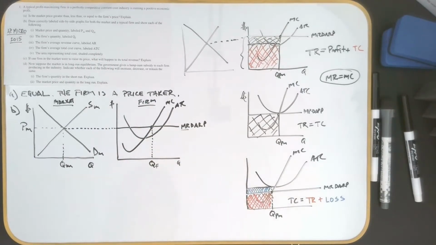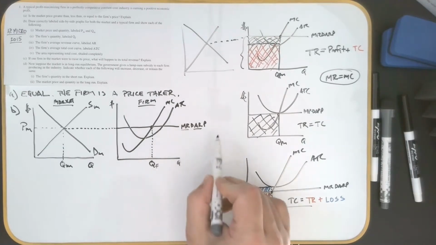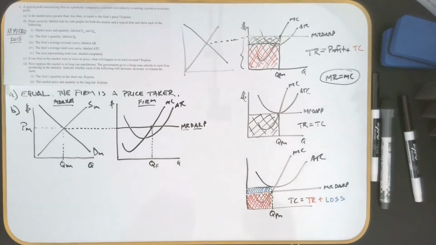Okay? The firm's average revenue curve. Well, that's right here, which is a part of Mr. DARP, and it's fine if you have Mr. DARP here. Mr. DARP's a fairly common mnemonic that gets used, so it's okay to have that there. And the firm's average total cost curve labeled, we have that. And the area representing the total cost completely shaded.